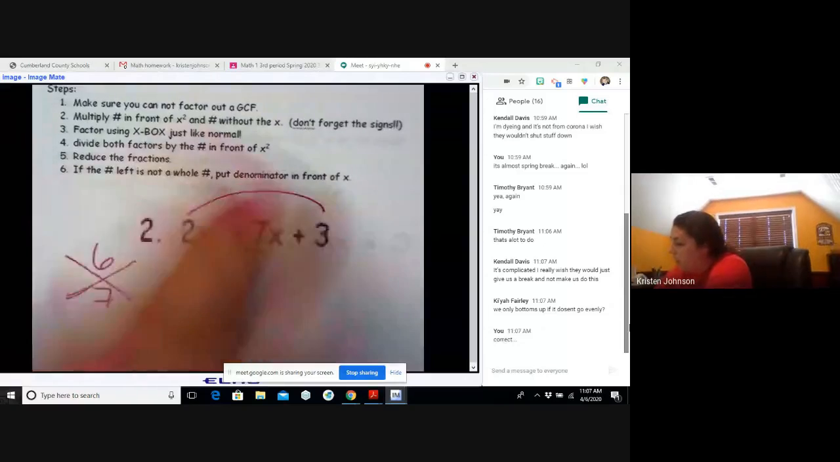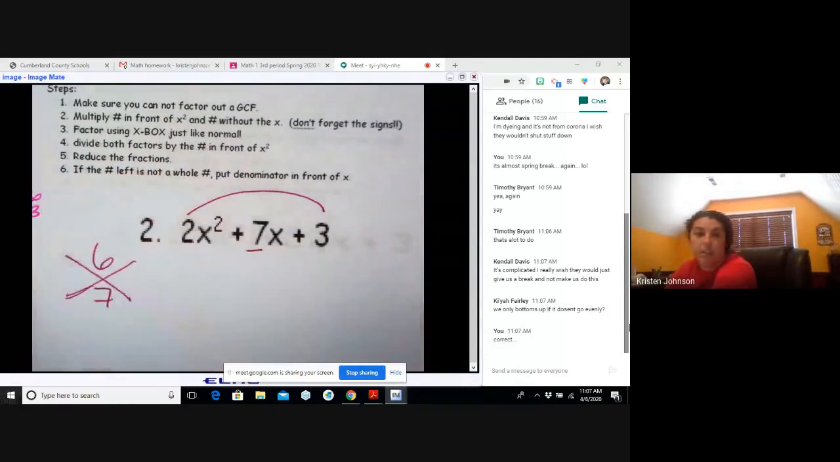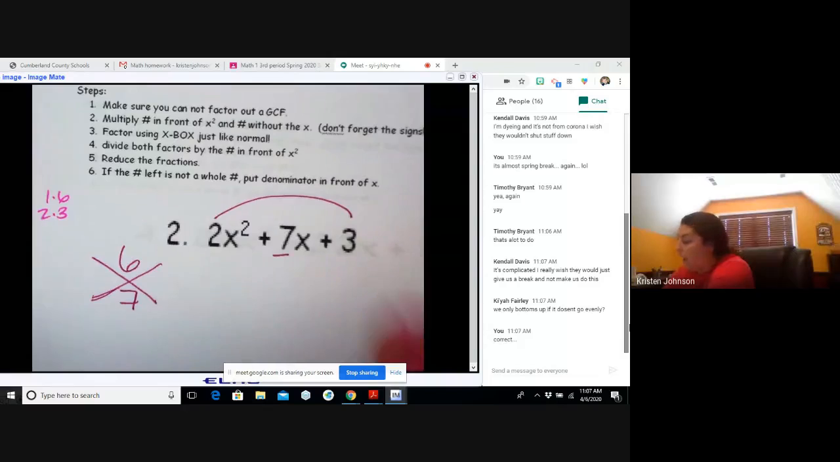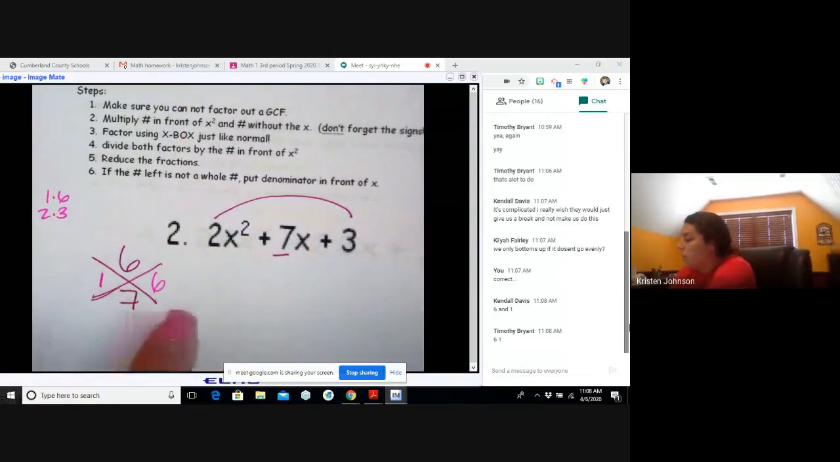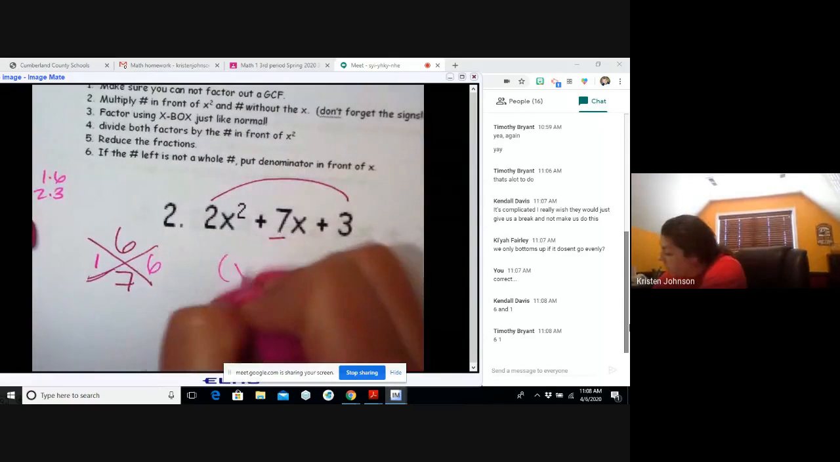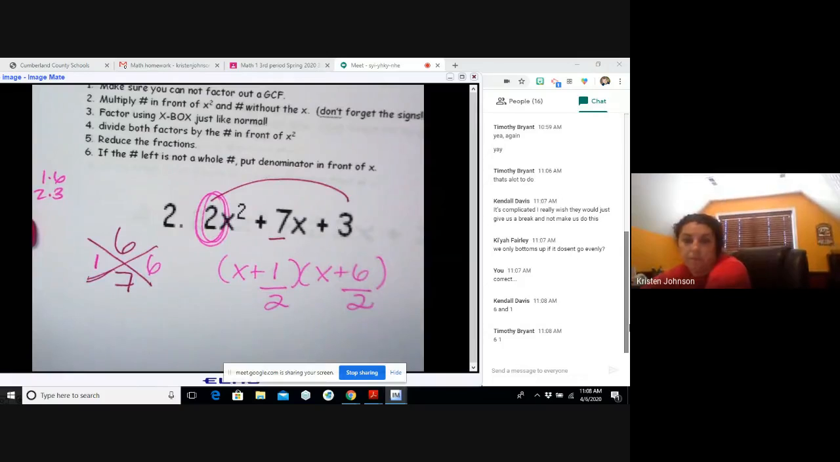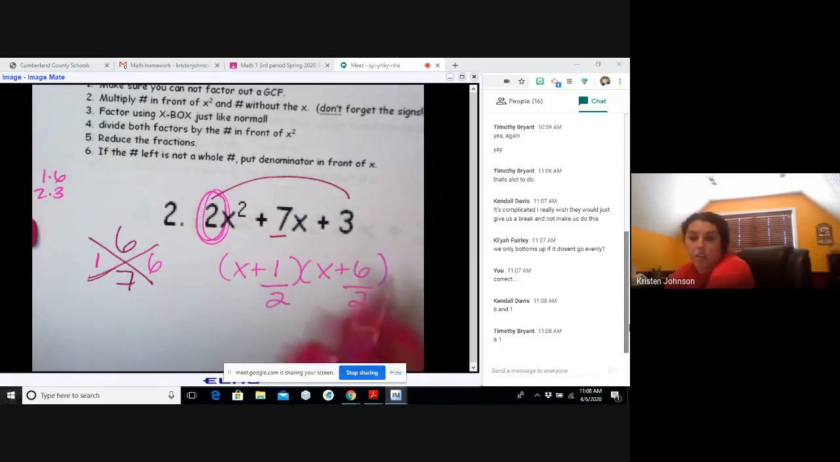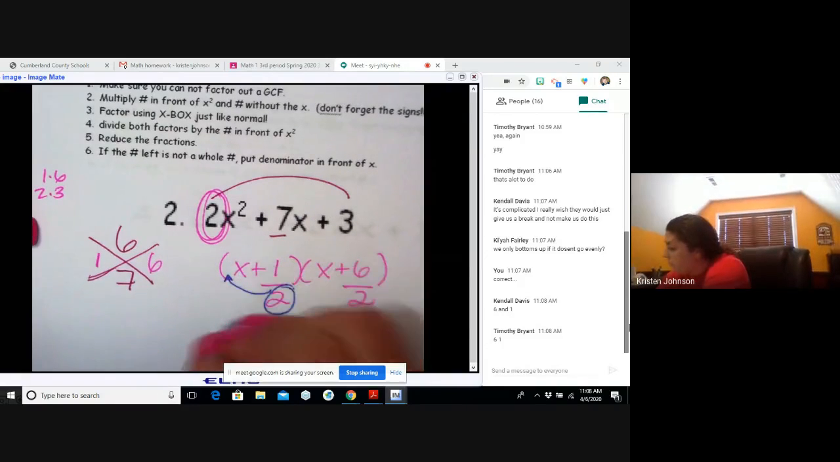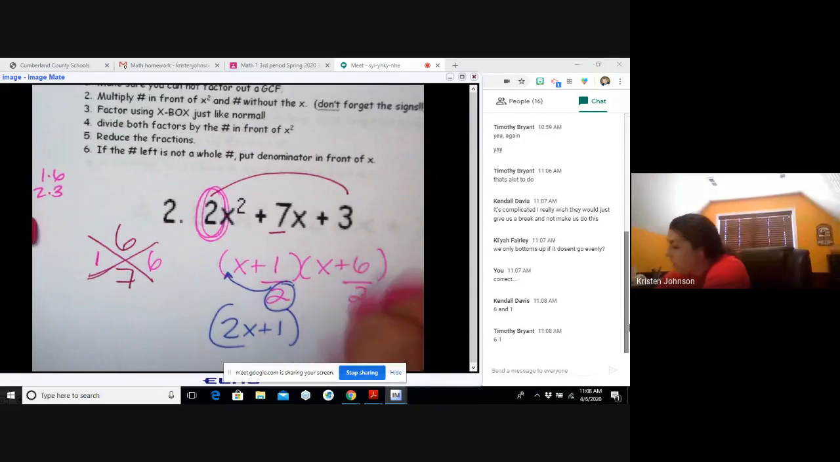Okay, so what multiplies to give me 6 that can add to give me 7? Well, for 6, we know we've got 1 and 6 and 2 and 3. So to get a 7, I'm going to have to use 1 and 6. So 1 times 6 gives me 6, and 1 plus 6 gives me 7. So then over here I would have x plus 1 and x plus 6, but I've got to divide by this 2. Like you were asking, 2 does not go into 1 evenly, so we are going to bottoms up. That becomes 2x plus 1. It does go evenly here, so this just becomes x plus 3.